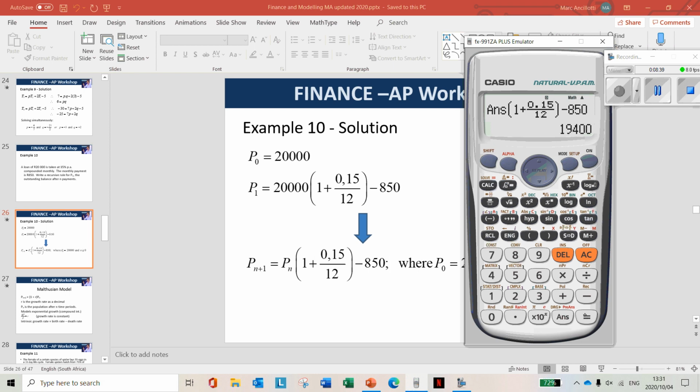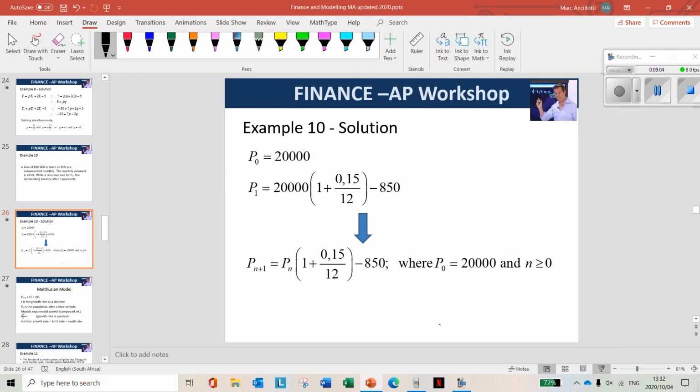This now will tell me this is the balance outstanding at period 2. And each time I press equals, it's giving me the balance outstanding at the next successive increment or the next population cycle. And here we're going in cycles of months. So this is the balance outstanding every single month. And we've created a recursive rule which the calculator can then go and model. All right. Let's go back to our presentation.